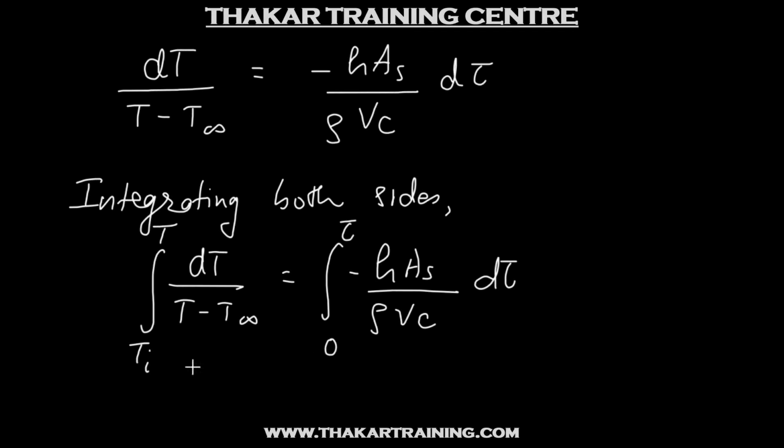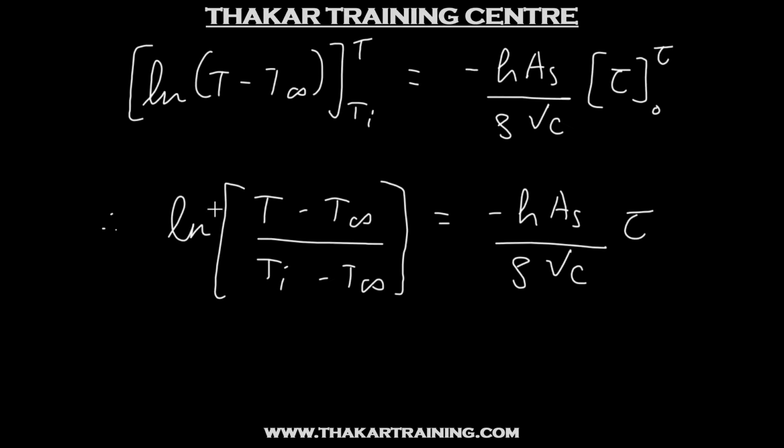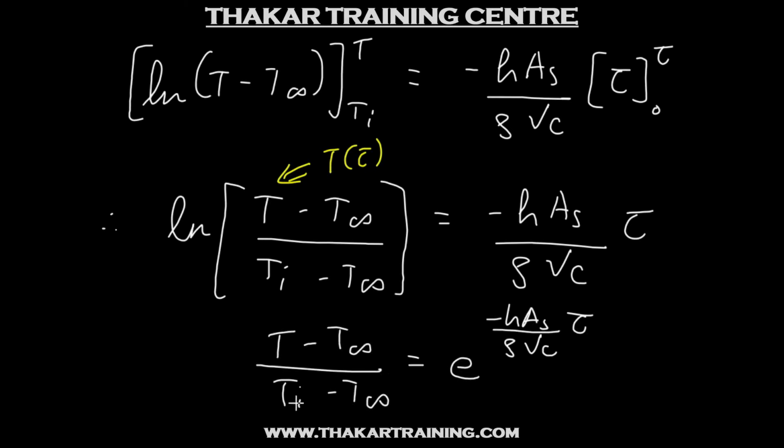At time tau equal to 0, we have temperature Ti, and at any instant tau, the temperature of the body is T. So performing the integration and substituting the limits, we get log of (T minus T infinity) upon (Ti minus T infinity) equal to minus h As upon rho V c into tau. This T is nothing but what we had seen earlier, that is T as a function of time. Another way of writing this equation would be (T minus T infinity) upon (Ti minus T infinity) equal to exponential of minus h As by rho V c into time.